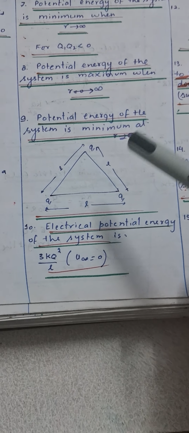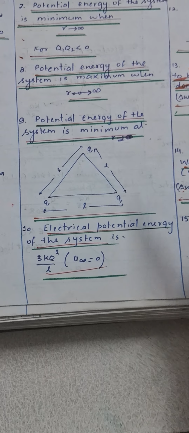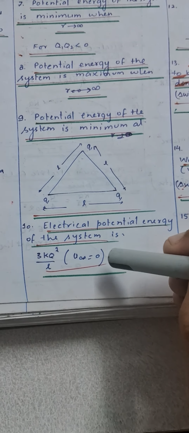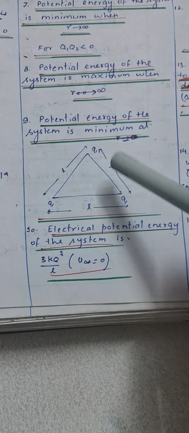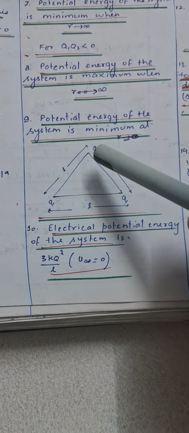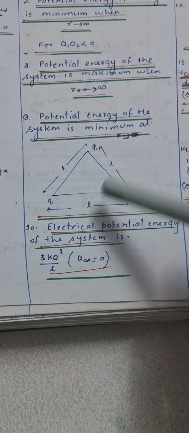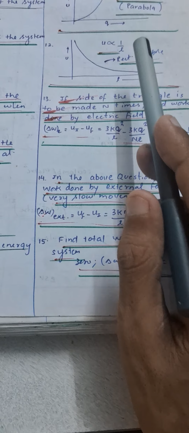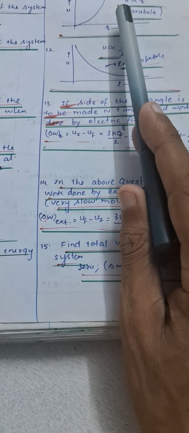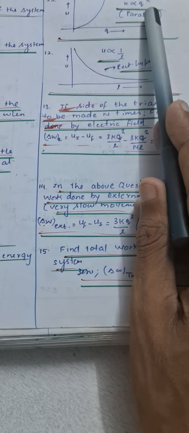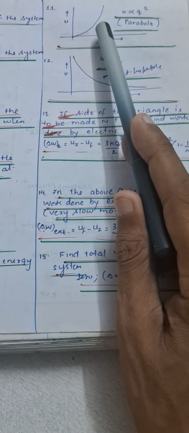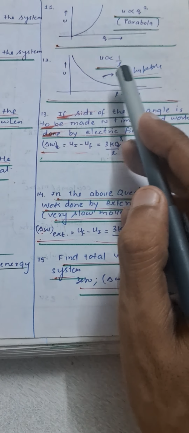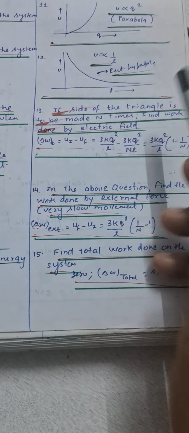Then there is a system of three charges placed on the vertices of an equilateral triangle. We need to find the electrical potential energy of the system, assuming that U at infinity is 0. Out of these three charges, there will be three pairs, and each pair contributes energy kq square by L. So the total will be thrice of kq square by L. Then we have a certain graphical analysis of this. If we analyze the relation between U and Q, U is proportional to Q square, which means the graph will be a parabola as shown over here. Similarly, if we draw the graph between U and L, we can see that U is proportional to 1 by L, so the graph still will be a rectangular hyperbola.